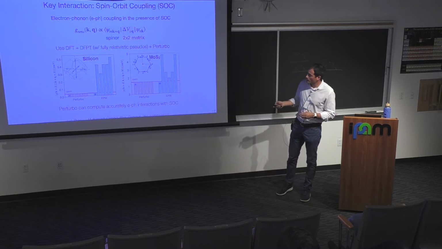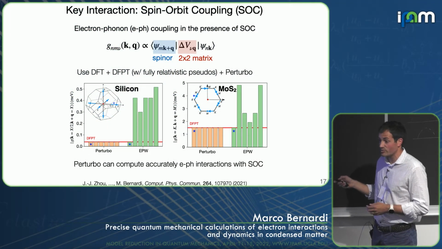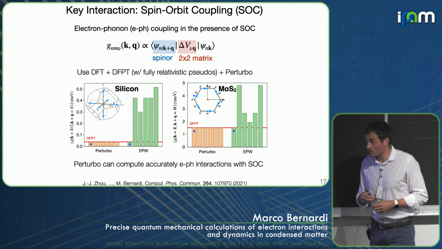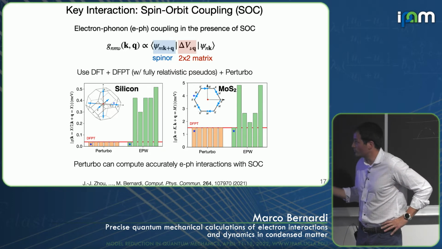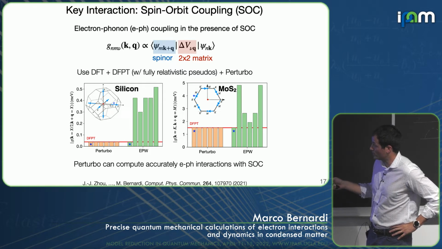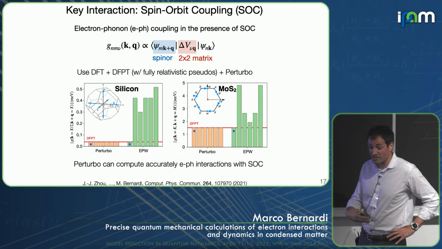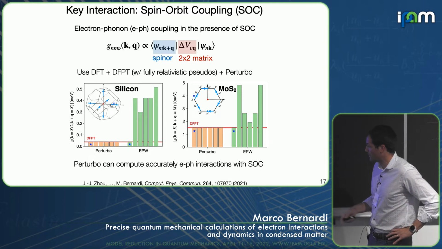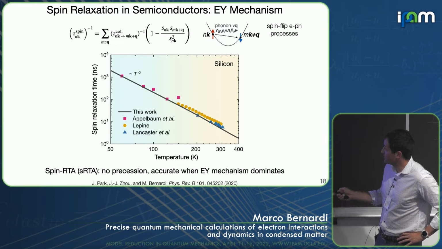Now, using Perturbo, we can form the electron-phonon coupling matrix elements in the presence of spin-orbit coupling. These quantities encode the scattering amplitude between spinors. In practice, what we do is we use density functional theory using fully relativistic pseudopotentials, but then forming and interpolating these matrix elements is actually quite challenging. And so in this work, we have shown that we can manipulate these matrix elements in systems with spin-orbit coupling accurately. So in 2020, we used that as a starting point to study the Elliott-Yafet mechanism.